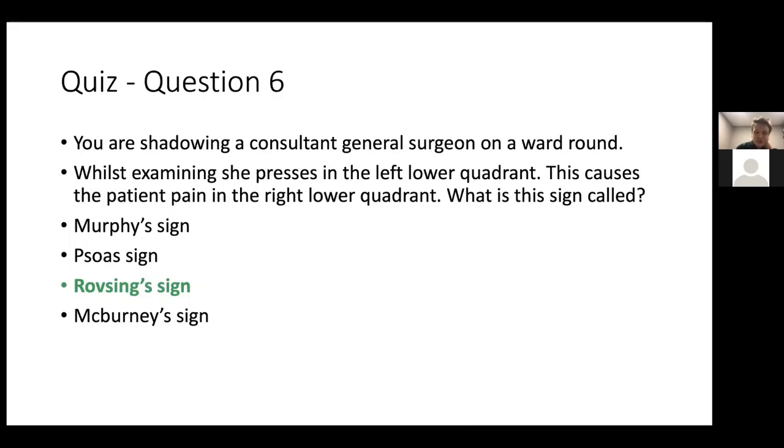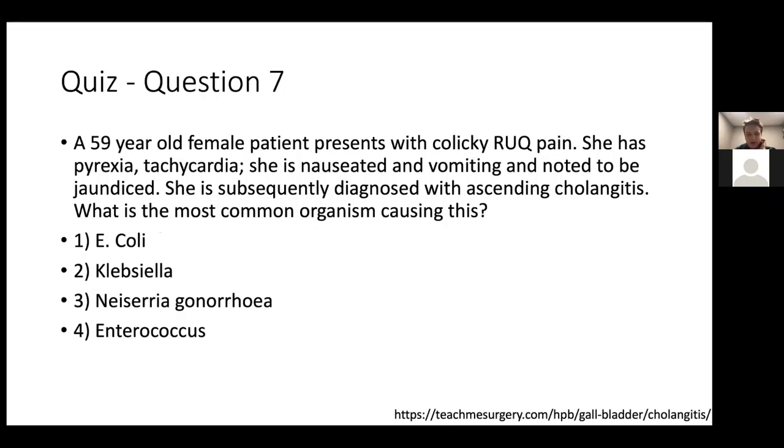Okay, so Murphy's sign, if you remember, is when you push down just underneath the costal margin. These other signs are for identifying acute appendicitis, but it's important to remember these signs. There are others which you need to learn, but having that in the back of your mind is important.